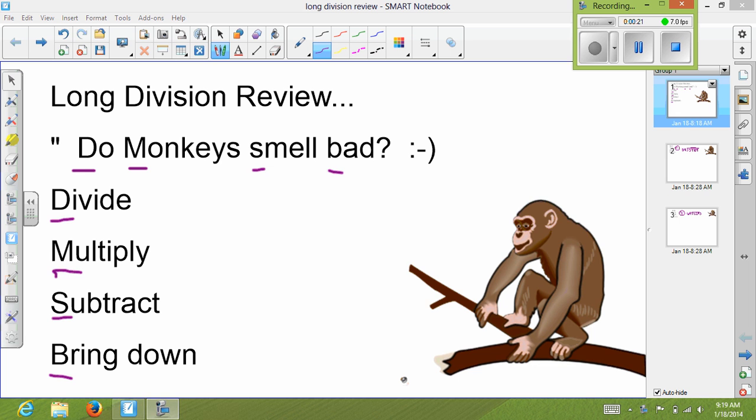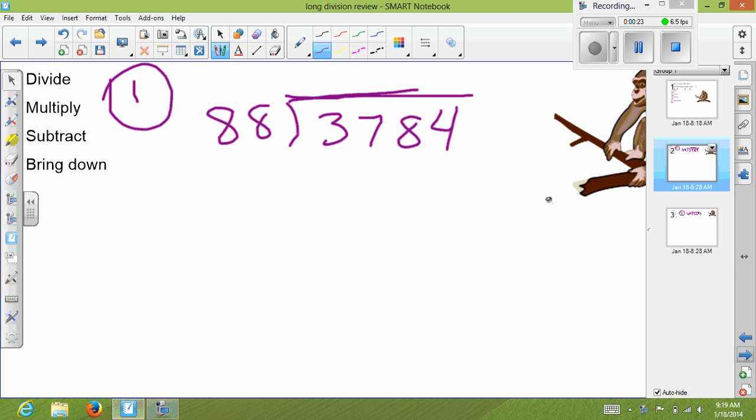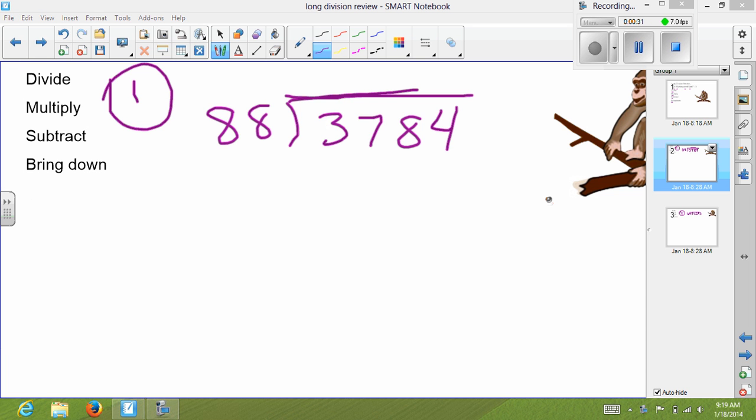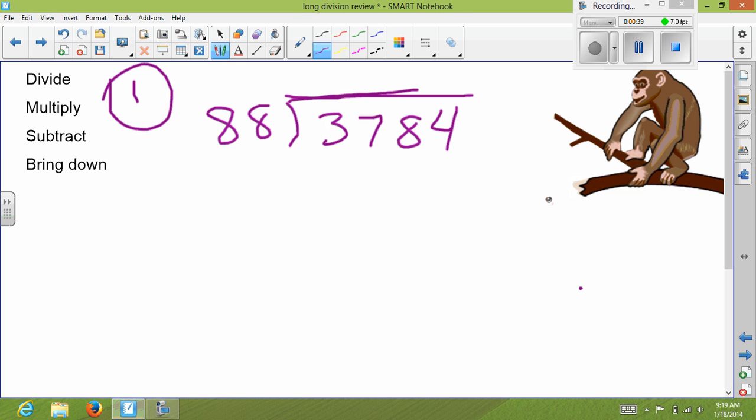So I'm taking the first two problems from the worksheet I gave you last night. If you need a backup or a little background information, there are a couple of other videos on my website that you can look at before you do this. So here I've got the first problem, and the first problem says 88 into 3,784. So what this is asking you is how many groups of 88 are there in the number 3,784?